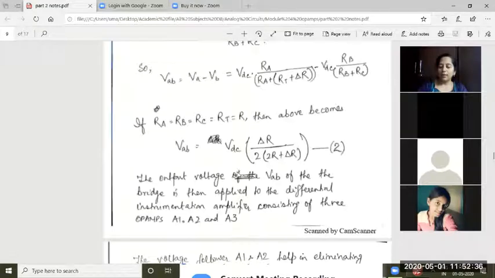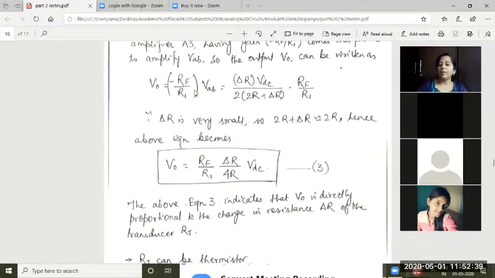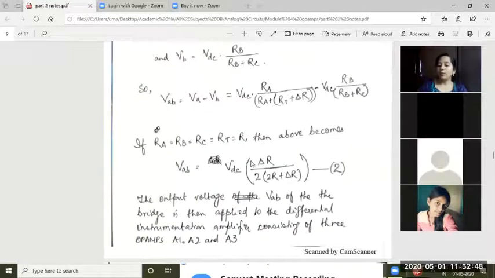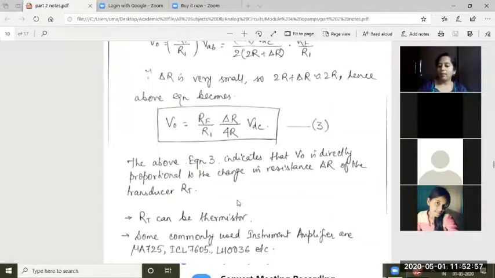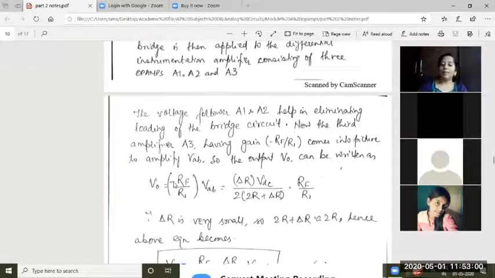You can see here minus RF by R1 into VAB. Okay. And what is the value of VAB? We had already shown it is, actually this will be plus or minus delta R divided by 2 into 2R plus delta R into VDC. Substituting that here. Okay. And we have left out the minus sign. It doesn't matter. We'll consider only magnitude. Okay. So because there is a plus or minus here also, which we have neglected. So don't worry about the sign. You just substitute for VAB and this gain is RF by R1.